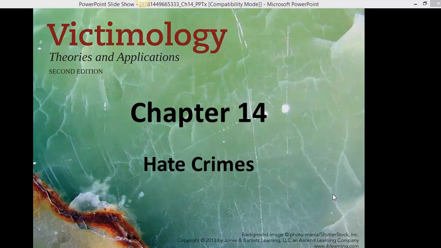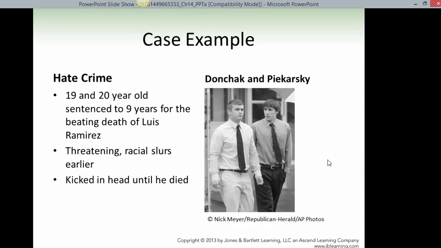Victimology, Theories and Applications, Chapter 14, Hate Crimes. Case example, Donchak and Piroski. Hate crime: 19 and 20-year-old sentenced to 9 years for the beating death of Luis Ramirez. They used threatening racial slurs earlier and kicked in his head until he died.